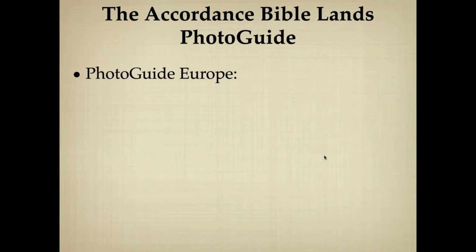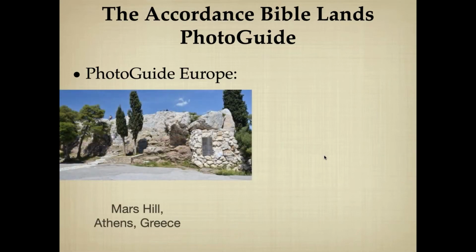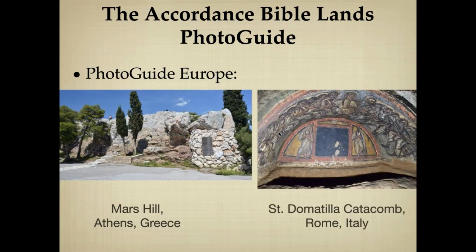And the Bible is also involved in Europe, especially in other parts of the Roman Empire. For example, here's Mars Hill in Athens, Greece, where Paul gave his famous message when he was in Athens. And then here, in Italy and Rome, underneath the city of Rome in the catacombs, is a very early piece of Christian art, probably from the 2nd or 3rd century, showing Jesus and the apostles at the top here. And this is from the St. Domitilla catacombs in Rome, Italy.